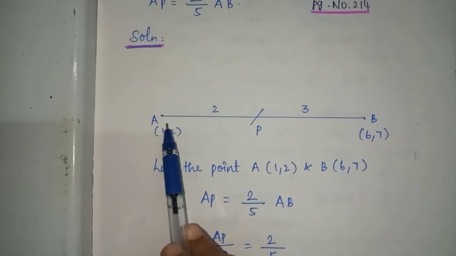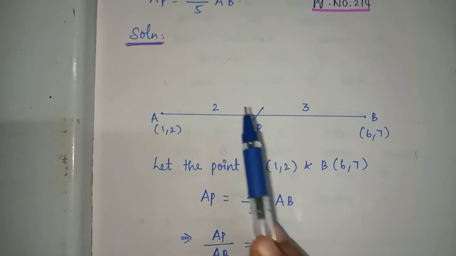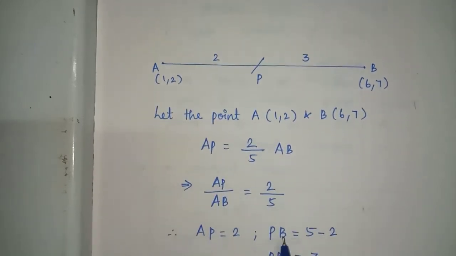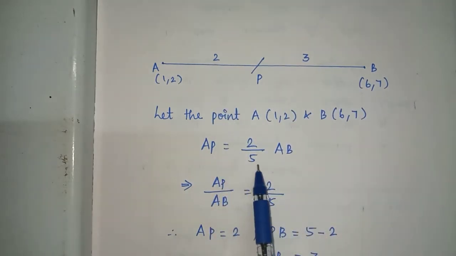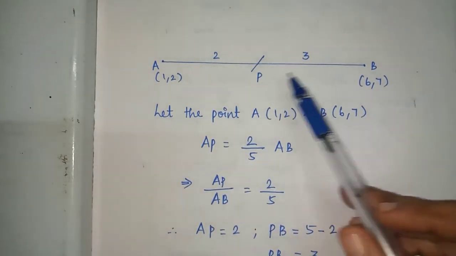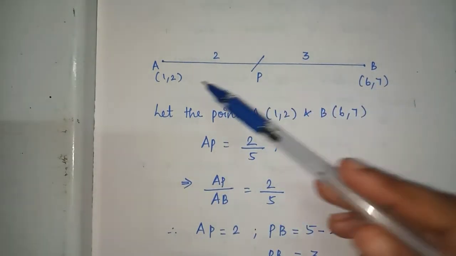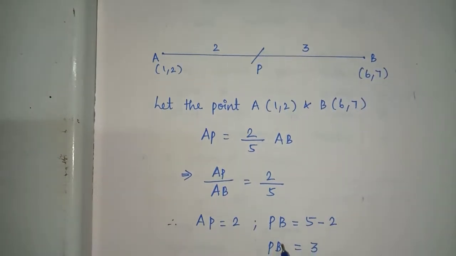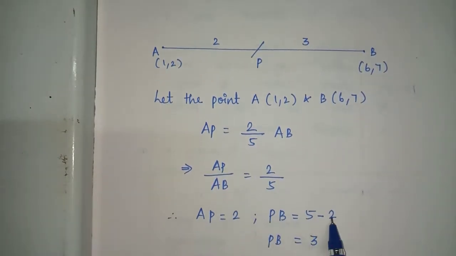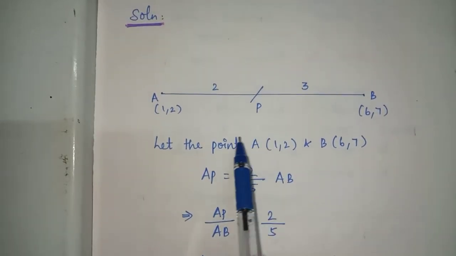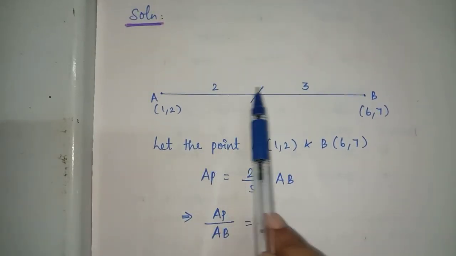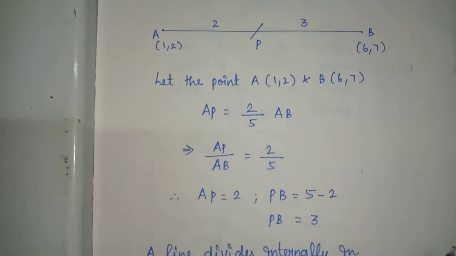When AP is equal to 2, then PB is equal to 5 minus 2, because PB is equal to AB minus AP. So 5 minus 2, so the value of PB is equal to 3. So it is in the ratio 2:3.